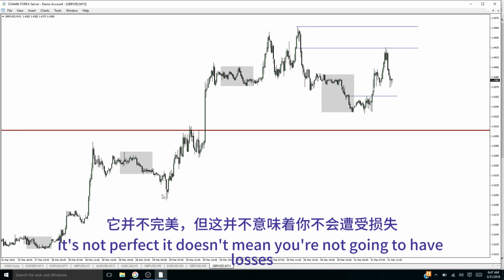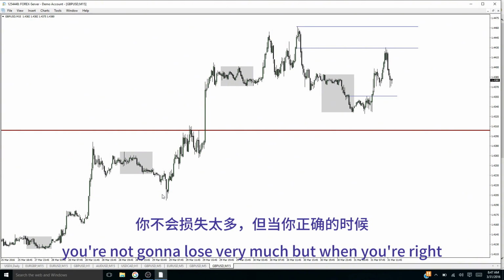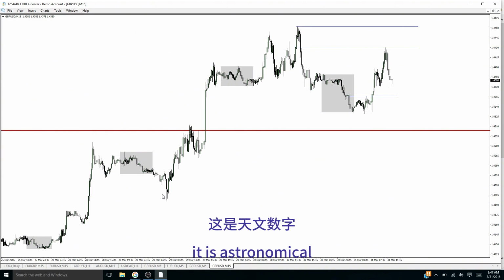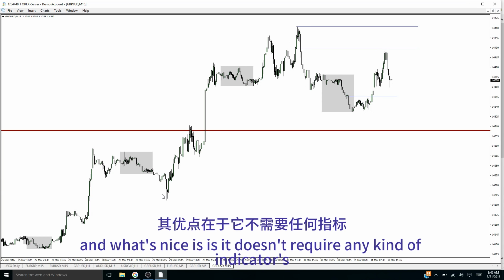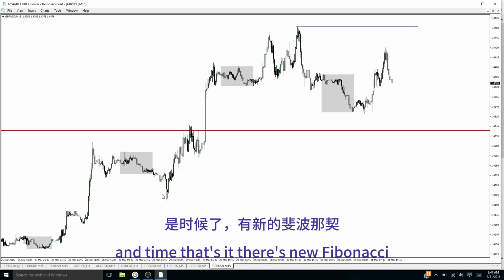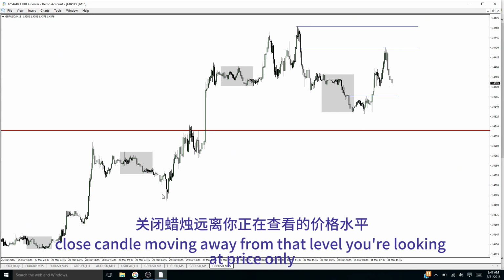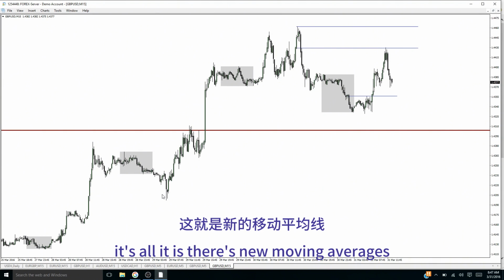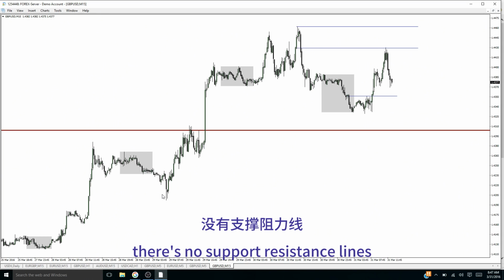It's not perfect. It doesn't mean you're not going to have losses. You are going to lose money. You're not going to lose very much, but when you're right, it is astronomical. It's like the best thing you've ever seen in terms of trading. And what's nice is it doesn't require any kind of indicators except for understanding the range that we've shown here, and time. That's it. There's no Fibonacci. There's nothing except for an up and down closed candle moving away from that level. You're looking at price only. That's all it is. There are no moving averages, no indicators, none of that stuff, no support and resistance lines.